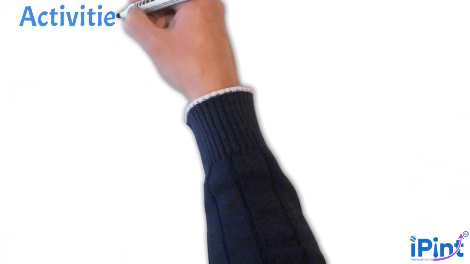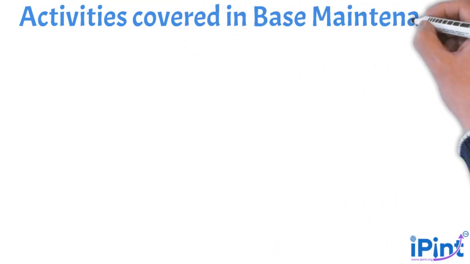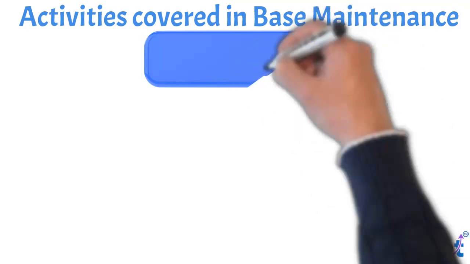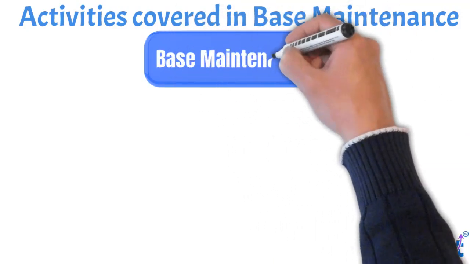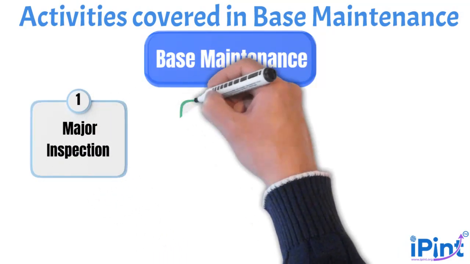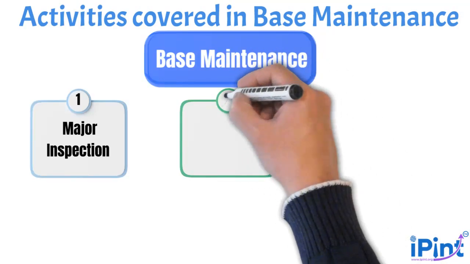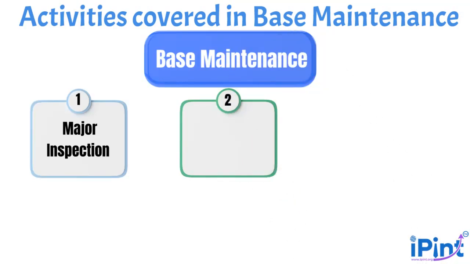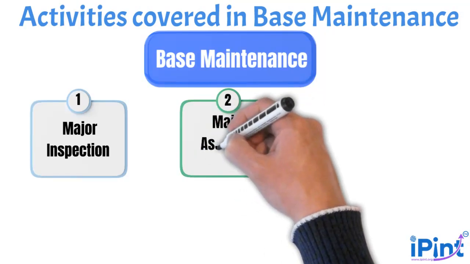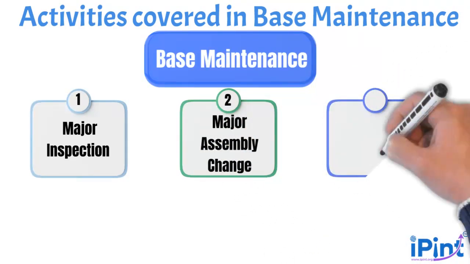So you might think, what sort of activities are covered in base maintenance? These are mentioned in the diagram. The first one is major inspection of aircraft such as annual inspection, C-check, D-check, corrosion inspection program, and many other similar types of inspection that require extensive work on aircraft. Second is major assembly changes such as engine, landing gear, propellers, and similar items.